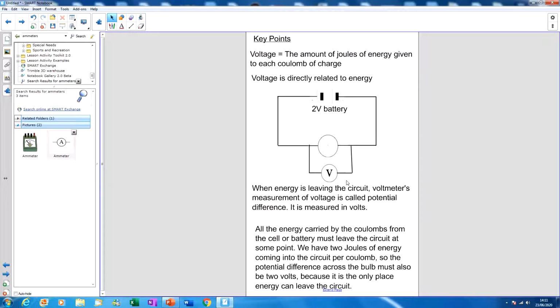So this is a kind of situation where we use the conservation of energy. Energy cannot be created or destroyed. It can only be transferred into other stores. So we've got 2 volts coming in, so we must at some point have a total of 2 volts coming out, and we've got that.